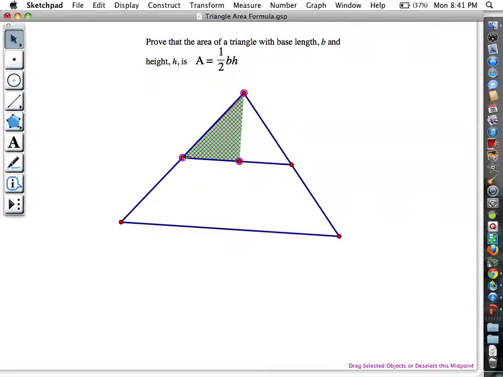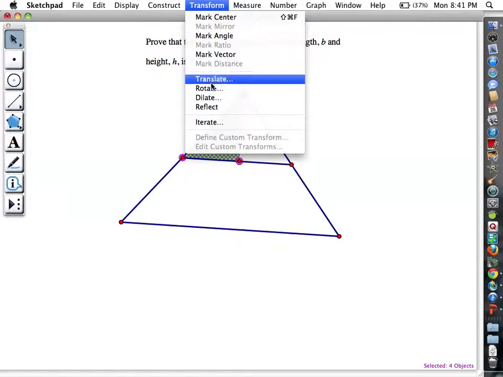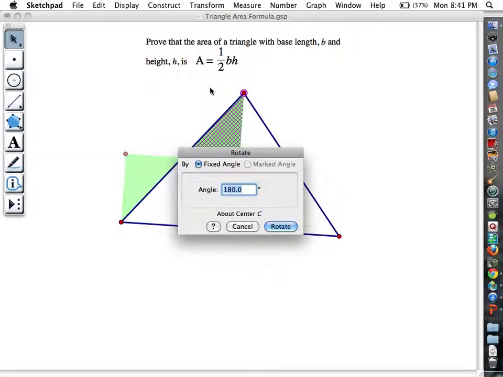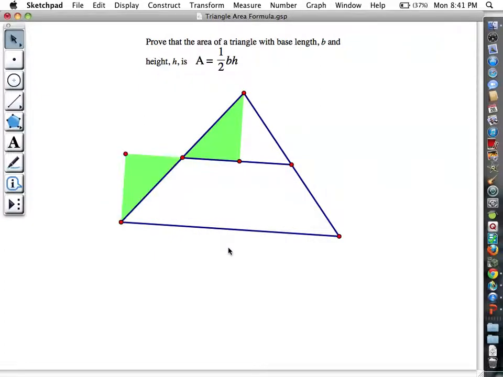I'll mark this as my center of rotation. Then I'm going to rotate it. And from the looks of things, I think I want to rotate it 180 degrees. So we'll go ahead and do that rotation. And that looks like it worked out pretty nicely, as I have a nice 90-degree angle right there.